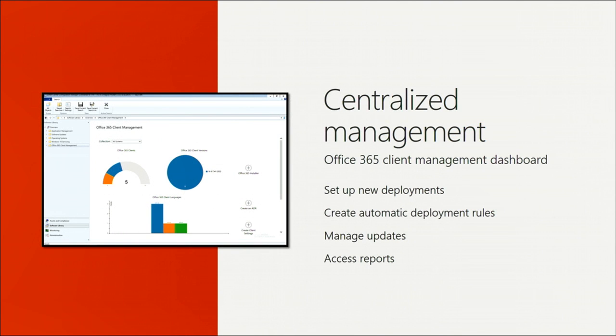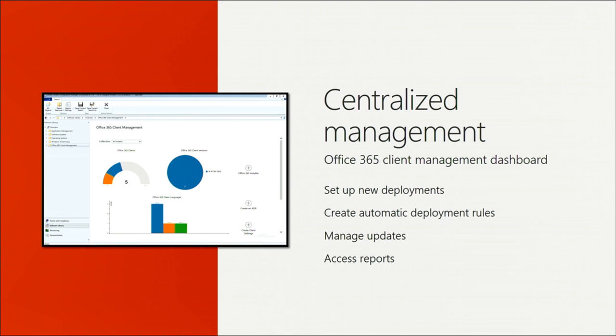So let's take a look at what the centralized management dashboard, or the Office 365 client management dashboard, looks like. You'll see here, you're hit right away with some basic statistics into what your Office 365 deployment looks like. You get a client count, versions that are out there, and also the languages that are installed out there. If we move along onto the right-hand side, you're actually going to get into some of your deployment and actionable items here.